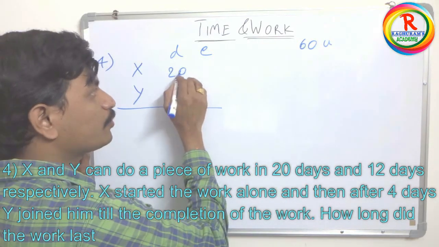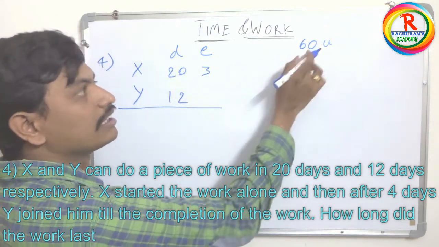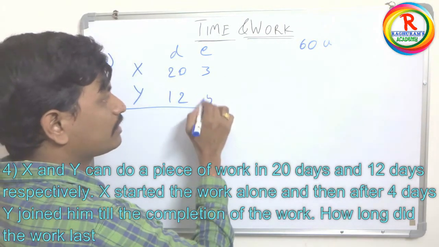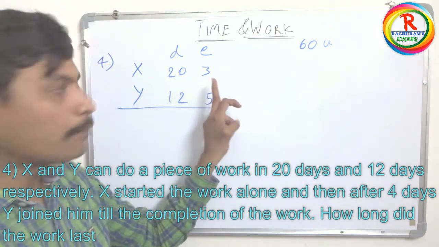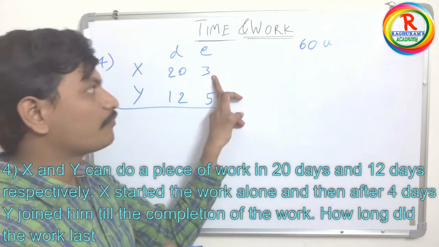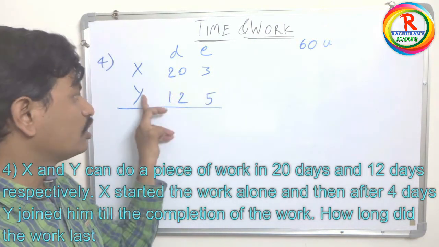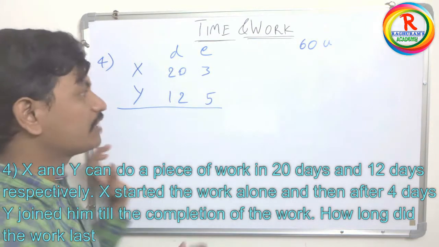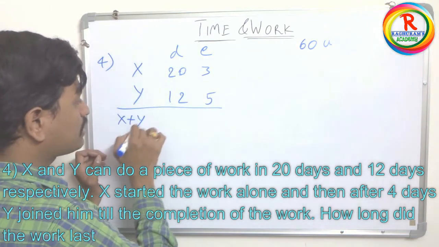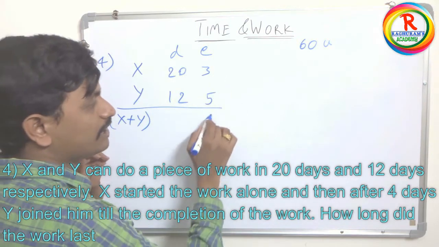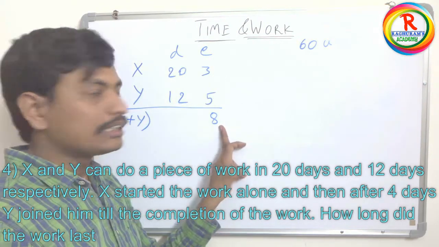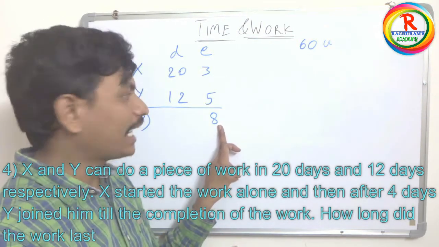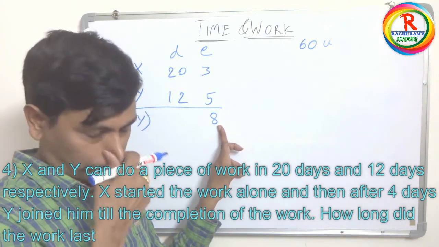X can complete in 20 days. That is 20 threes are 60 units. 12 fives are 60. So X can complete in one day 3 units of work and complete the work in 20 days. Y can work in one day 5 units. In 12 days he can complete the work. And find X plus Y always. 3 plus 5 is 8 units. They together complete in one day 8 units of work.